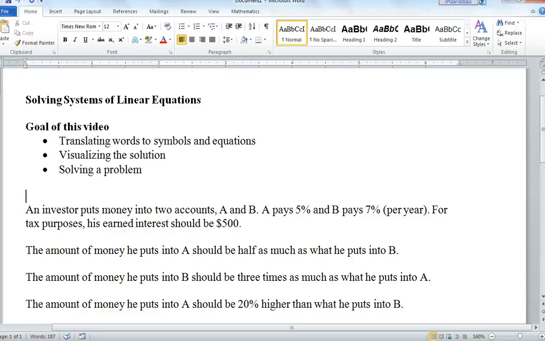Welcome. We're going to talk about solving systems of linear equations. We have three goals. We want to translate words to symbols in equations, visualize the solution, and solve a problem.